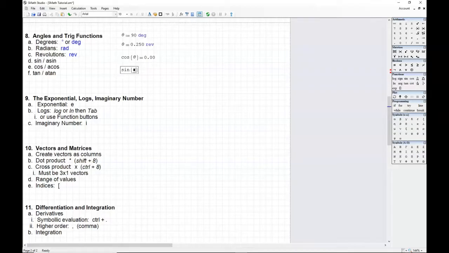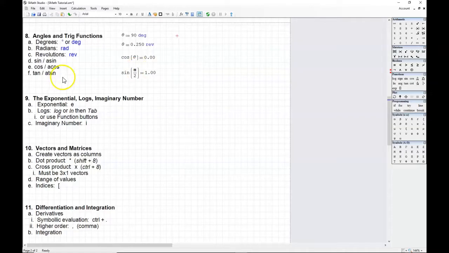So I type sine, open parentheses. Let's do pi over 2. So P, Control G. I didn't hit Control G there, I hit something else, maybe Control F. Let's try Control G. Control G, there we go. Divided by 2, and that should give us 1, and it does. Notice how it changed pi to this bold. It recognizes it as a predefined constant.